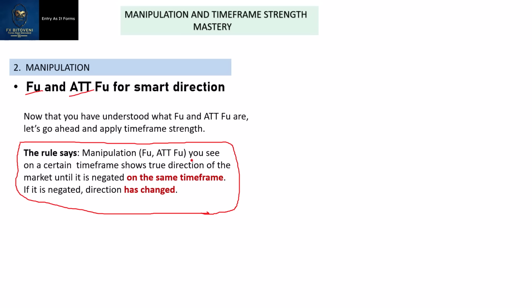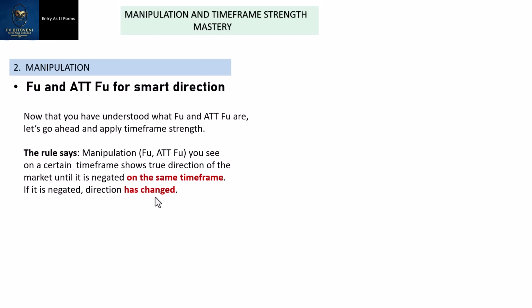FU and anti-FU, manipulation you see on a certain time frame shows the true direction of the market until it is negated on the same time frame. On the same time frame. If it is negated, direction has changed.